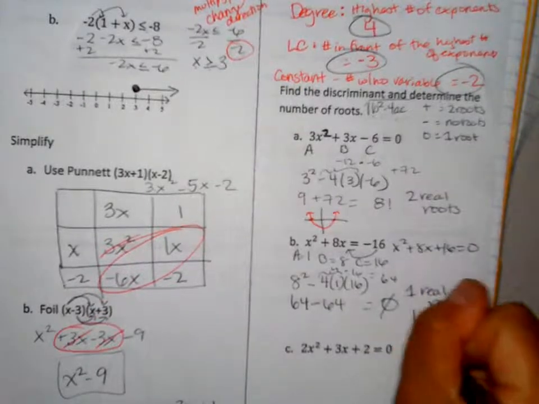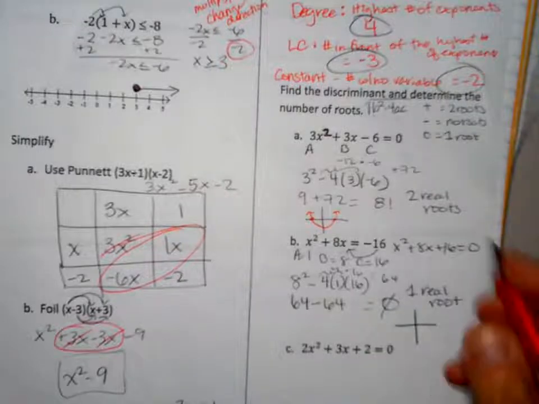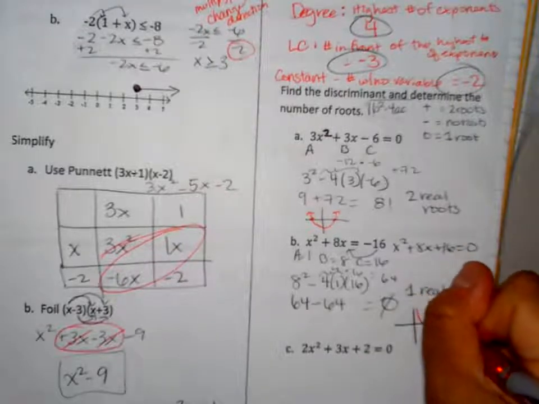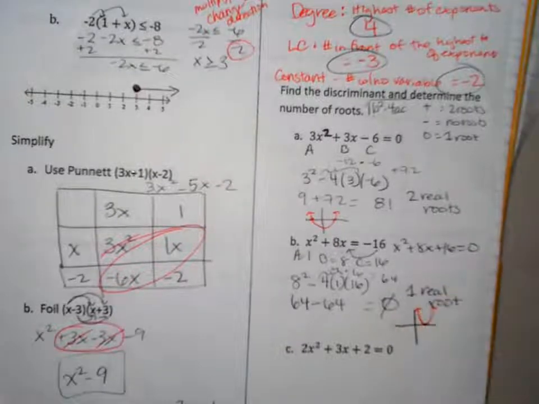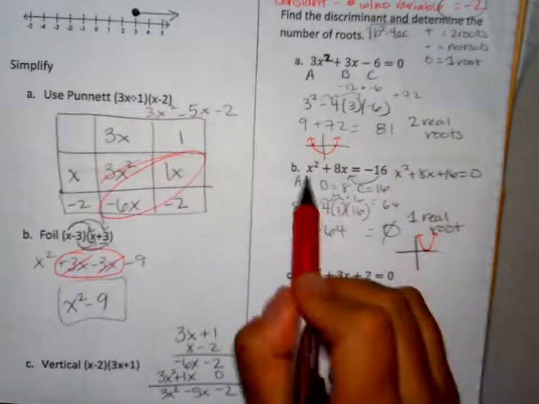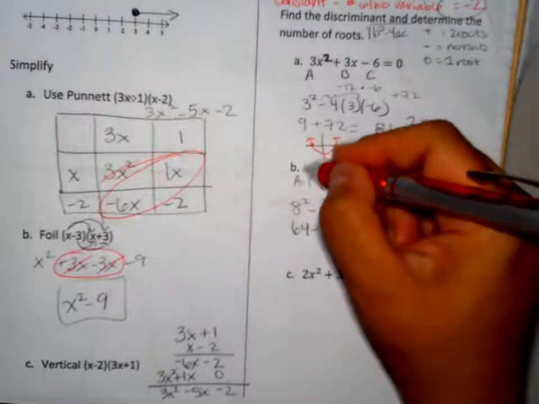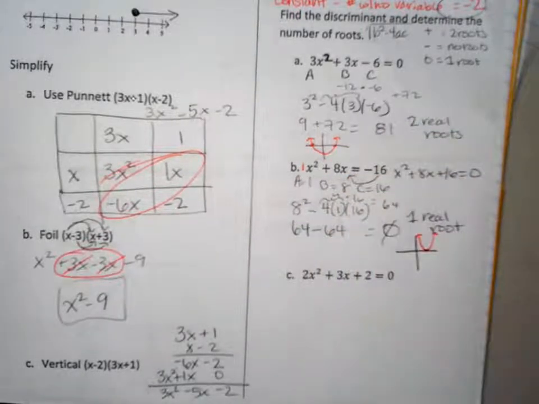Okay, and what that would look like is you would have your axis right here, and it would come down like this, and it would just touch the x-axis one time. And we also know it would be a smiley face because, again, this number right here in front of the A is positive, so it's going to be a happy face.